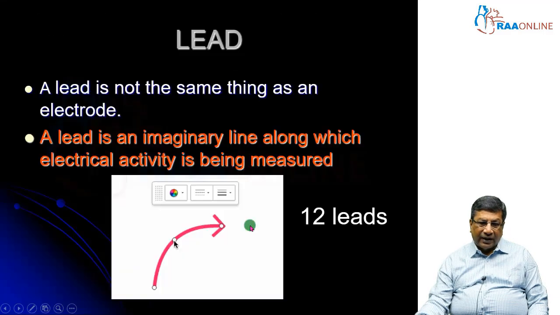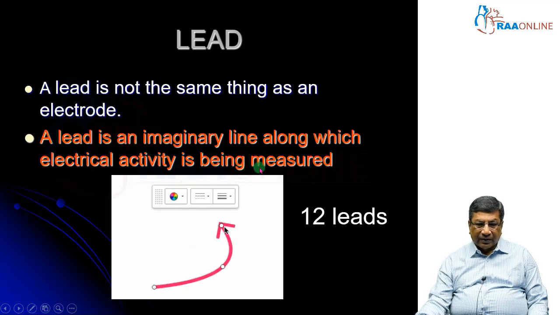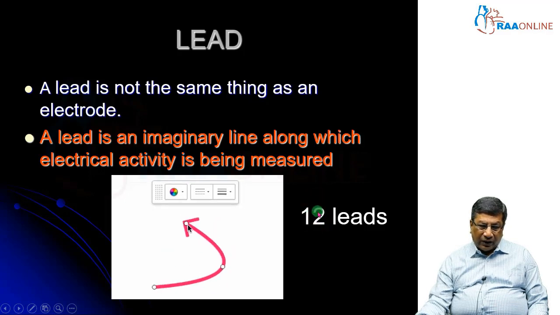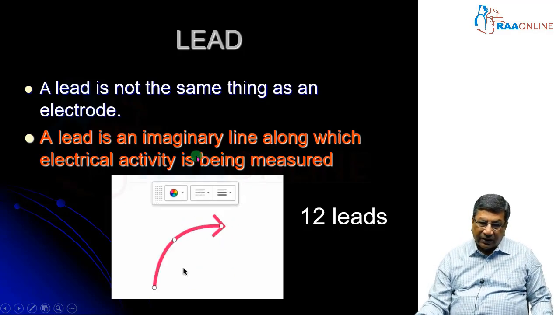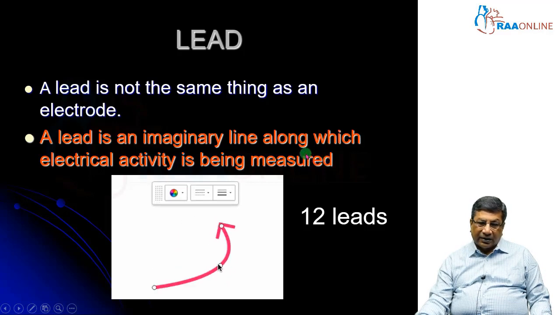Whereas the lead is not a physical object. A lead is an imaginary line through which I am going to measure the electrical activity of the heart. We have 12 leads now. I will tell you the classification of the 12 leads. For each one of the 12 leads, you must know along what imaginary line you are measuring the electrical activity of the heart. When I am looking at L1, I must understand that through this line, I am seeing the electrical activity. For L2, through this imaginary line, I am seeing the electrical activity of the heart like that. So a lead is not a physical object. It is an imaginary line.